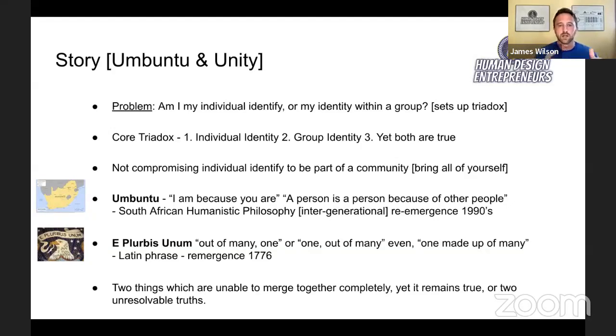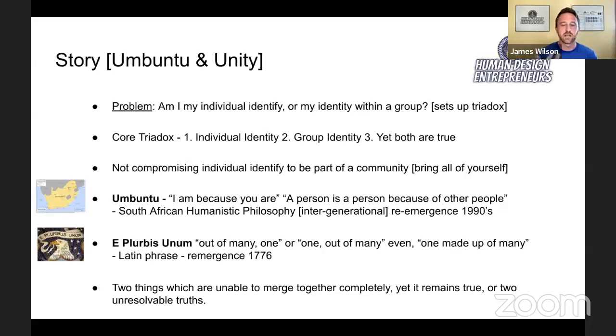So Ubuntu is intergenerational, from humanistic philosophy in South Africa, re-emerging after the apartheid in the 1990s. And it translates in a few ways to: I am because you are, or a person is a person because of other people. And I found this really profound.